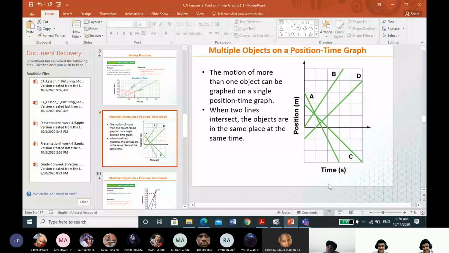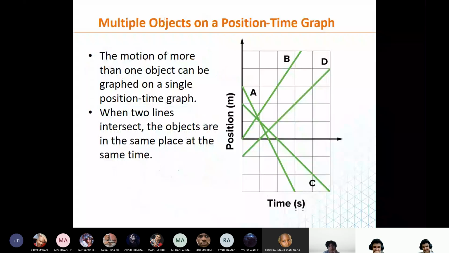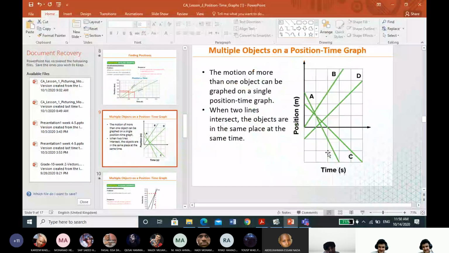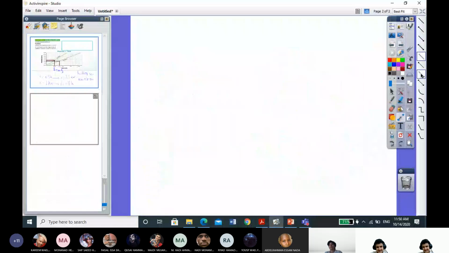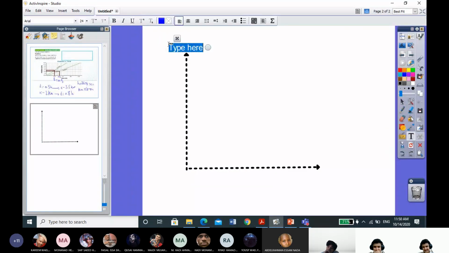Okay, great. So we are talking about the intersection of the two lines. Let's say I will draw it on my Active Inspire. I will draw another position-time graph. So this is the position, this is the time. Sometimes you may see them in a different way. I will tell you how. So this is position, x, let's say in meters, and this is time t, let's say in seconds.